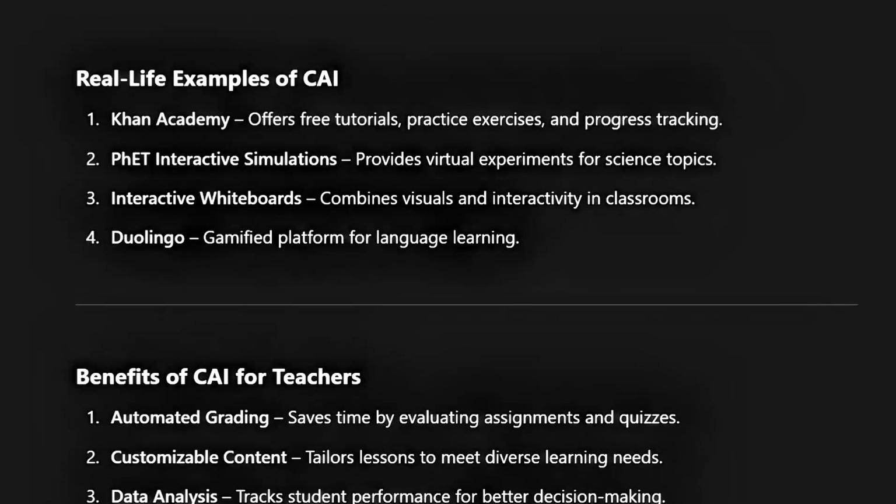Real-life examples of CAI. 1. Khan Academy offers free tutorials, practice exercises, and progress tracking. 2. PhET Interactive Simulations provides virtual experiments for science topics. 3. Interactive whiteboards combine visuals and interactivity in classrooms. 4. Duolingo, a gamified platform for language learning.